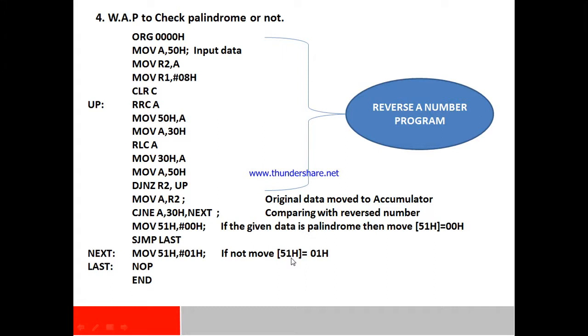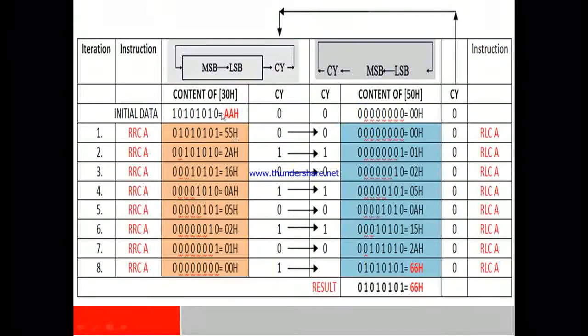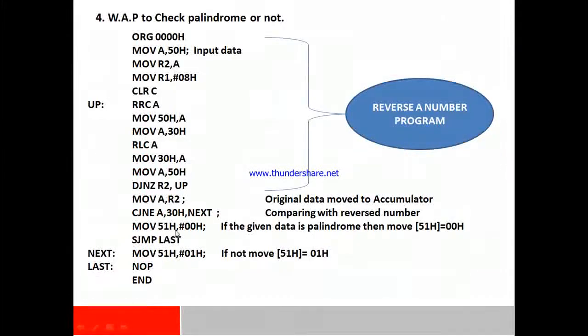If the number is not a palindrome, if it is not matching, as in the previous case, the data AA is being given, but the result is 66, which is not a palindrome data. This is a good example of a number which is not a palindrome. That means the 51H content becomes 01H. In this way, the palindrome operation can be understood.